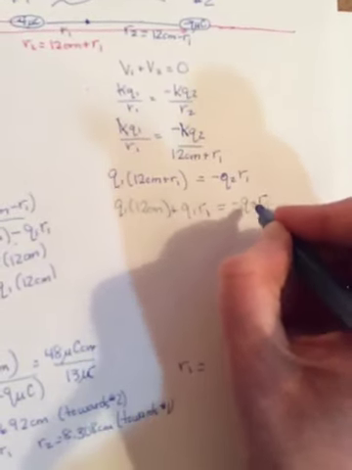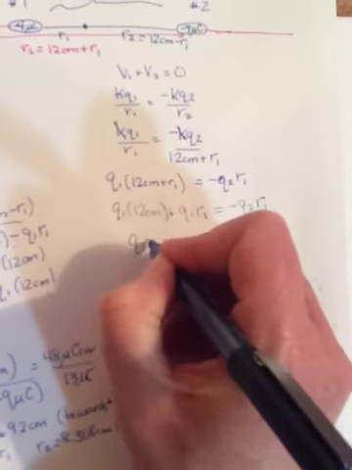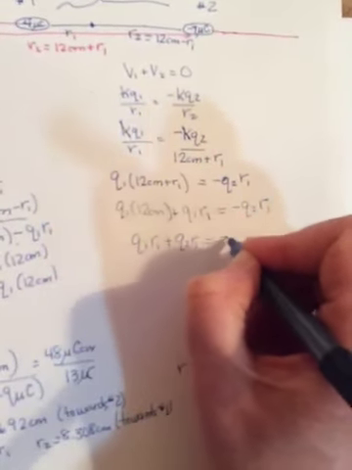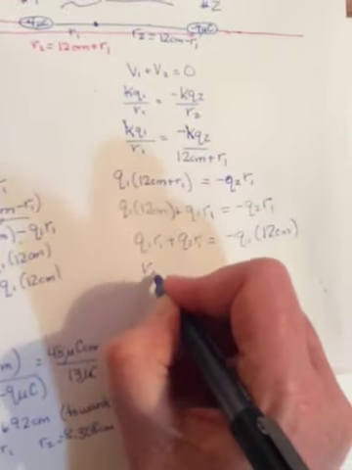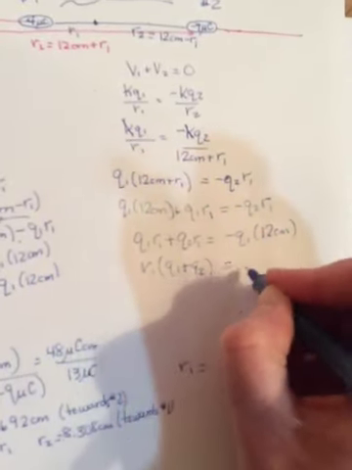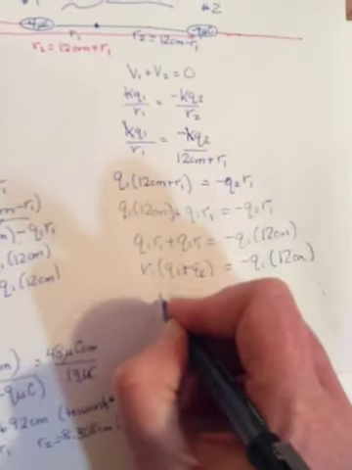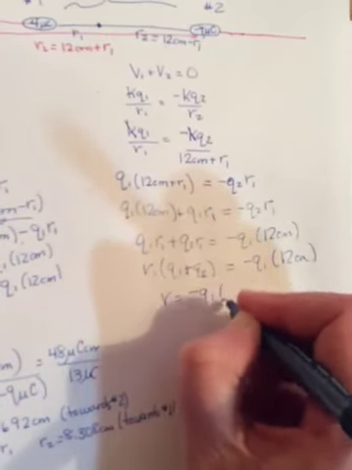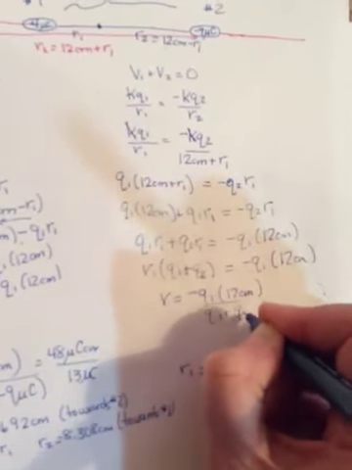Take the R1s to the same side, so I'd probably bring my Q2 R1 over, so Q1 R1 plus Q2 R1 will equal negative Q1 times 12 centimeters. Pull out the R1, so Q1 plus Q2, whoops, that really is a 2, equals negative Q1 times 12 centimeters. Divide both sides by the Q1 plus Q2. So R1 equals negative Q1 times 12 centimeters divided by Q1 plus Q2.